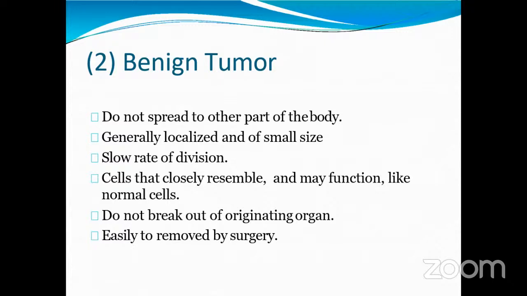If there is an outgrowth, then they are called tumors, but they are not dangerous. They are very small, localized, and the growth rate is also small. Even after many years, it will be of the same size, right? They usually look like normal cells only. They do not break out of the originating organ, so they won't go anywhere, and they can be easily removed by surgery.